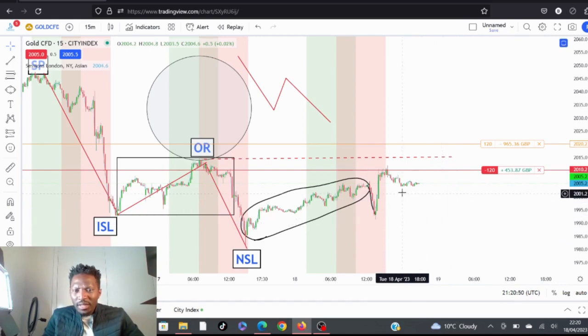There's little volatility right now because it's 10 p.m. UK time. So we're just heading into the Asian session, which is going to be starting soon, and this market is probably going to be a little bit quiet until morning.